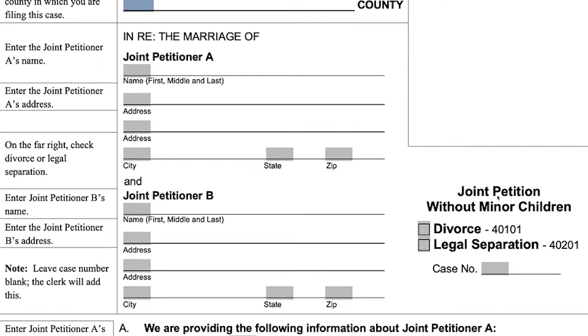Moving on to identifying the matter. So this is in regard to the marriage of joint petitioner A and joint petitioner B. Remember, you're picking a letter and you're sticking with it throughout the form. Obviously, name, address, city, state, and zip for both.